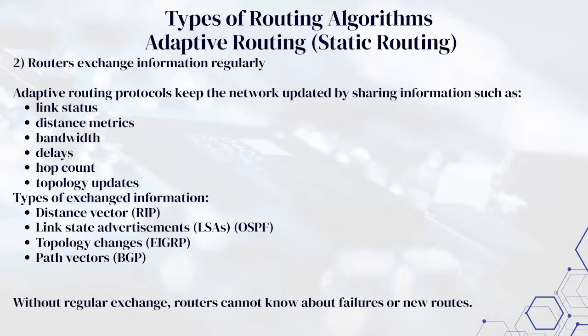Now second, routers exchange information regularly. Adaptive routing protocols keep the network updated by sharing information such as link status, distance metrics, bandwidth, delays, hop count, and topology updates. The types of exchange information are distance vectors, link state advertisements, topology changes, and path vectors. Without regular exchange, a router cannot know about failures or new routes, right?